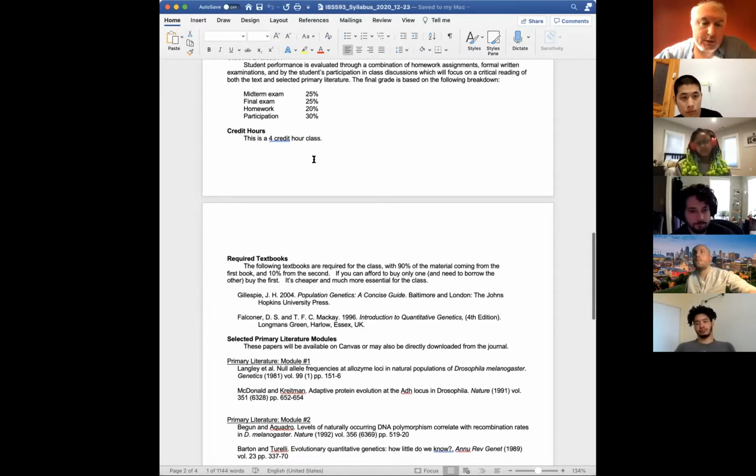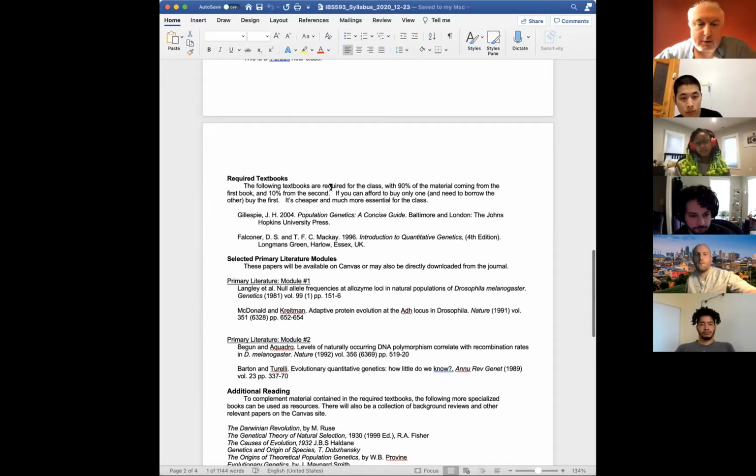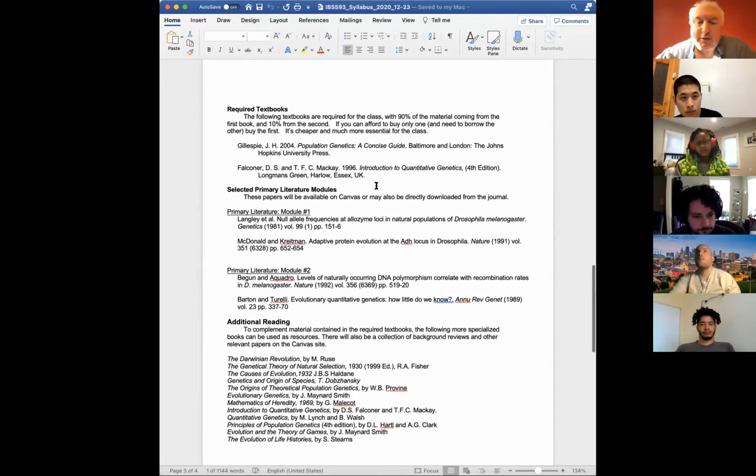Career anyway. So there are 2 textbooks for class. One of them is Gillespie's book. Go buy that. It's not very expensive. You will need it. It's absolutely required, basically. The second book is Falconer and Mackay's book on quantitative genetics. That is a great book. It's good to have in your collection. I would recommend buying it.